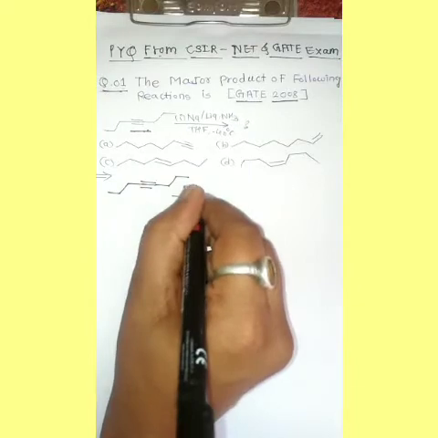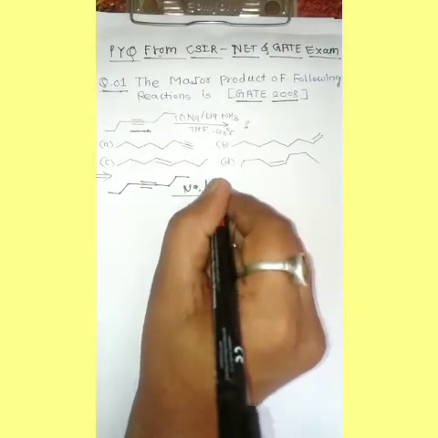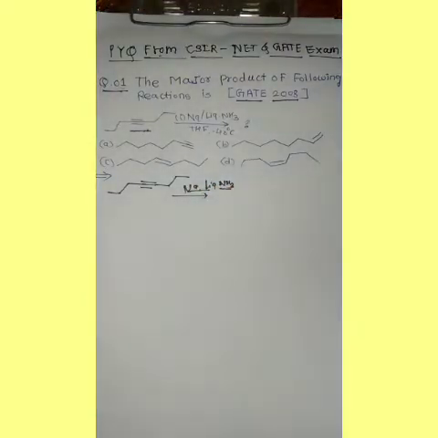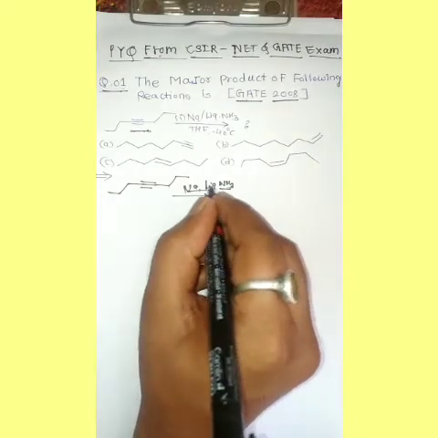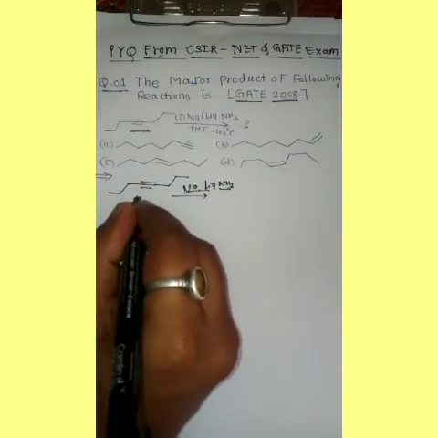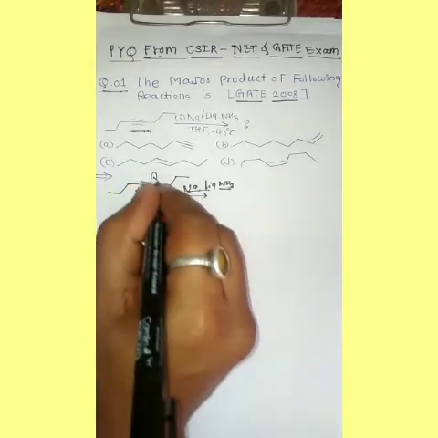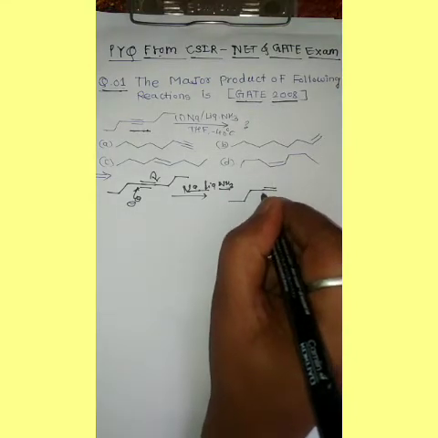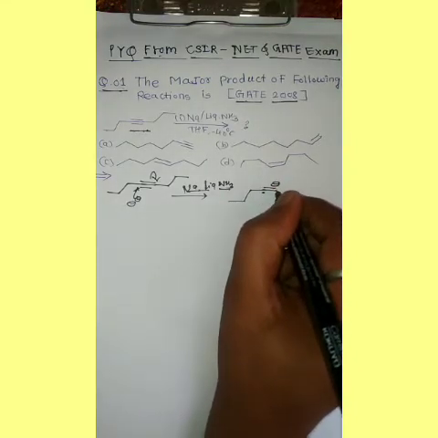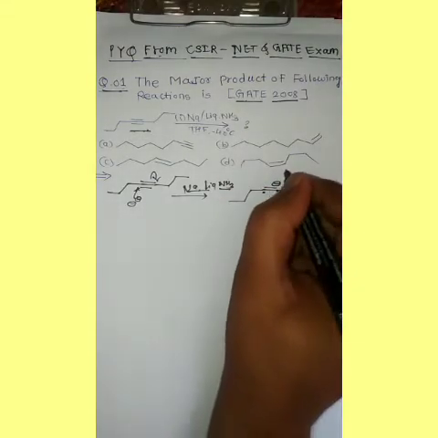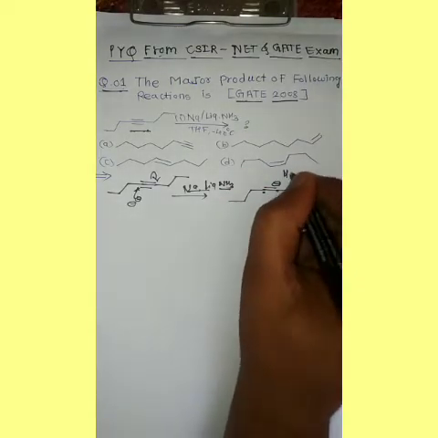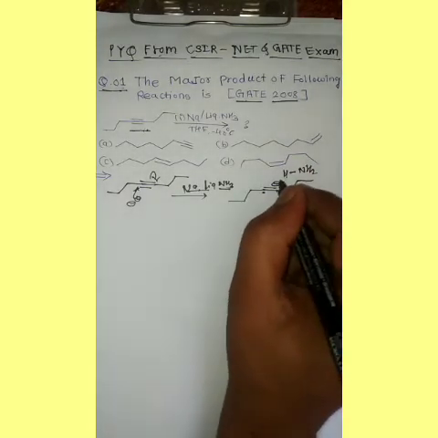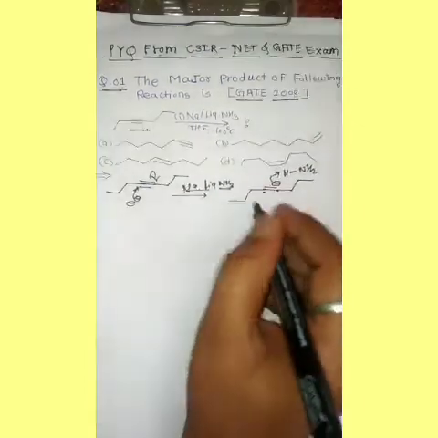Solvated electrons from sodium in liquid ammonia. Sodium in liquid ammonia gives solvated electrons. It attacks over here and gives the radical anion like this. This is the radical anion. This radical anion abstracts the proton from ammonia because it is basic enough to abstract the proton from the ammonia molecules.